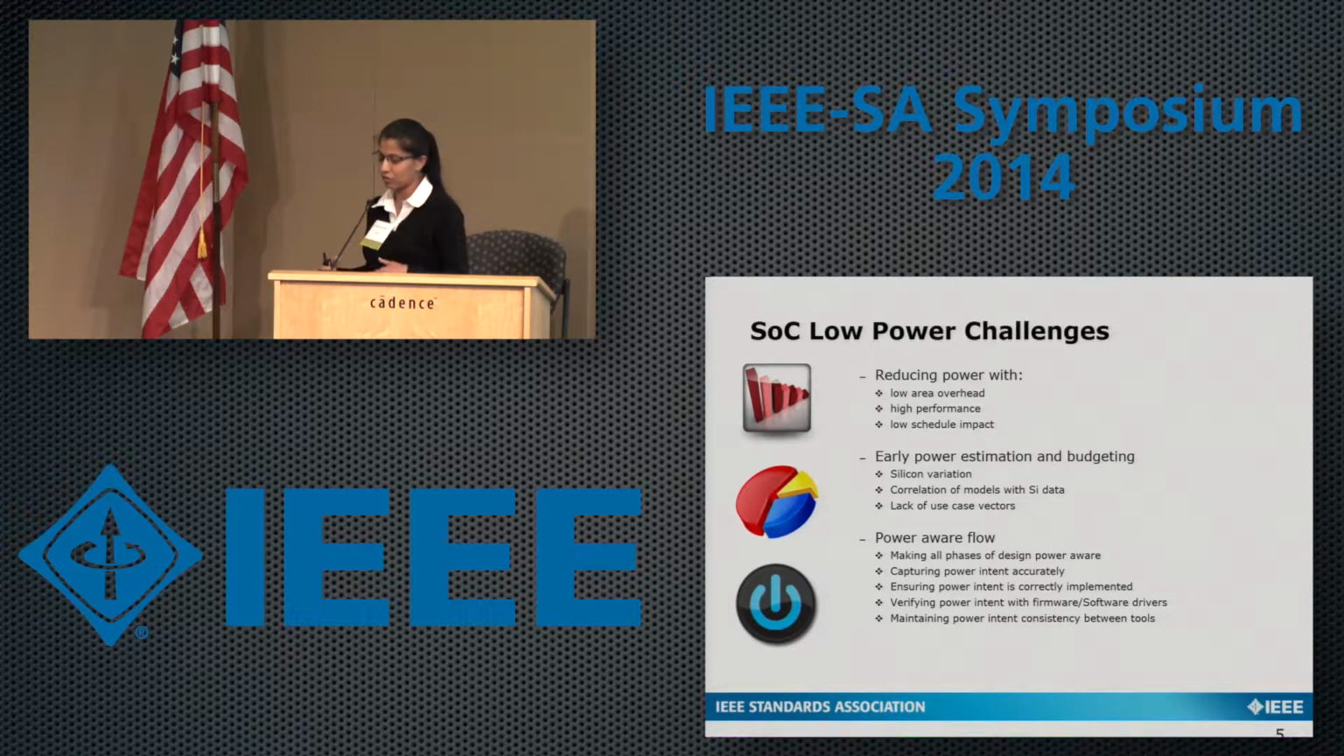And we build these models. Okay, my IP is going to behave like this with respect to power. But that model does not really correlate well with silicon data. And so how do you model it? How do you make sure that this model actually grows as you have more and more information about your silicon?